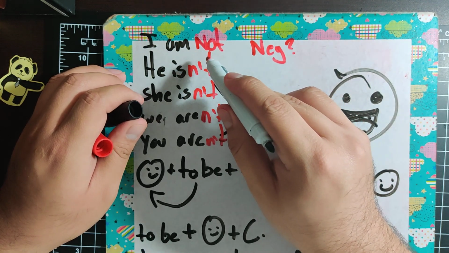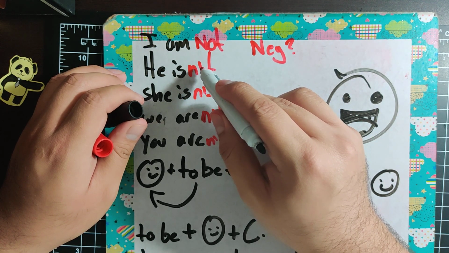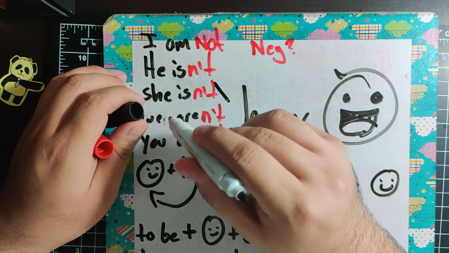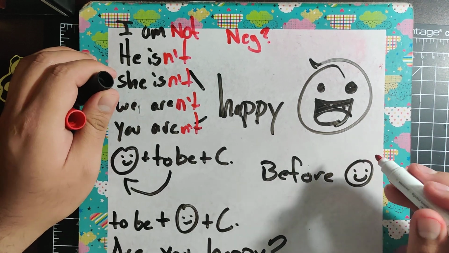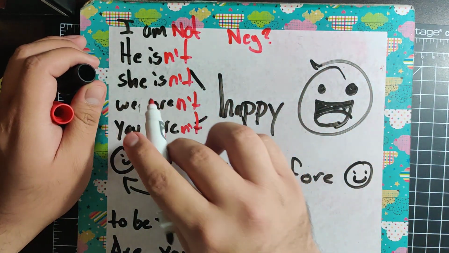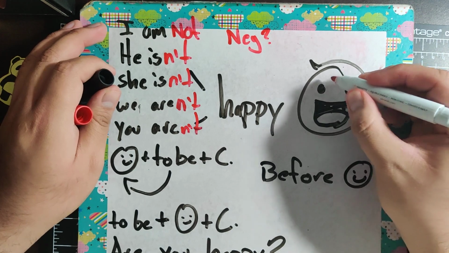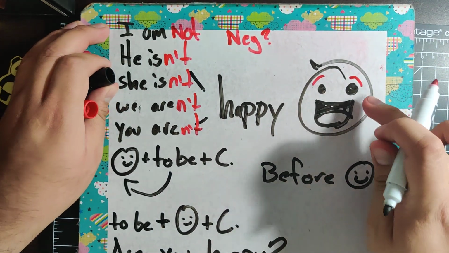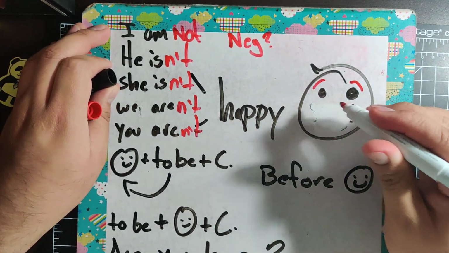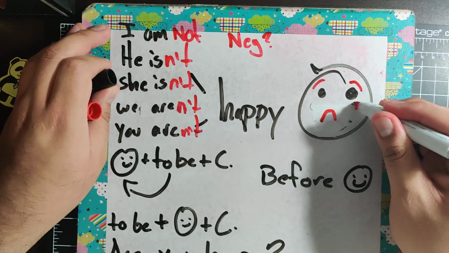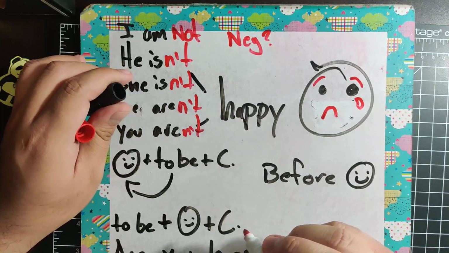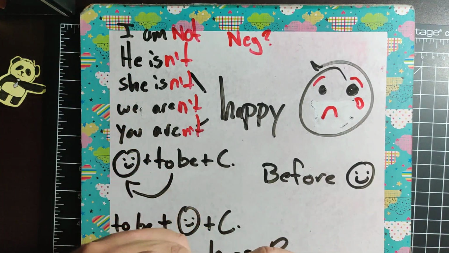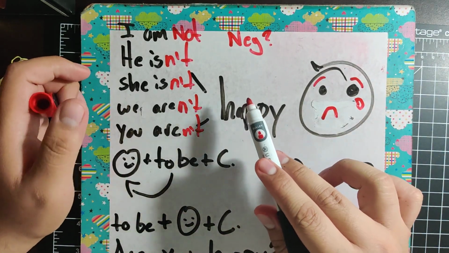So imagínense que this, okay? Ate, the O. Okay? So, I am not happy. Right? I am not happy. He isn't happy. She isn't happy. Right? That means we're sad. Okay? So that's how you make it into negative.